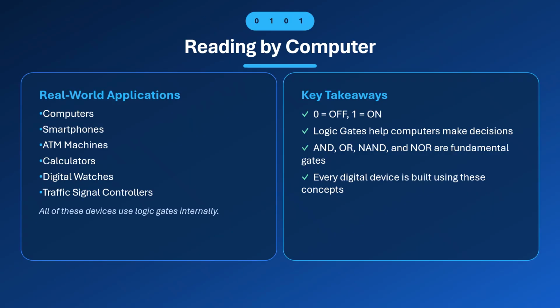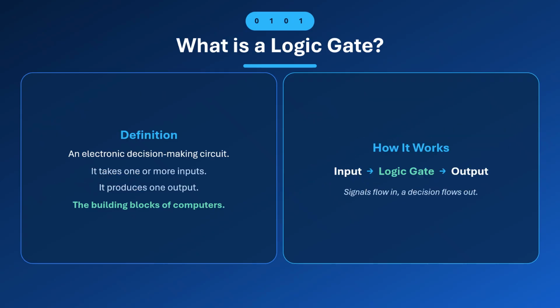Real world applications: computers, smartphones, ATM machines, calculators, digital watches, traffic signal controllers. All of these devices use logic gates internally. Key takeaways: 0 is equal to off, 1 is equal to on. Logic gates help computers make decisions. AND, OR, NAND, and NOR are fundamental gates. Every digital device is built using these concepts.